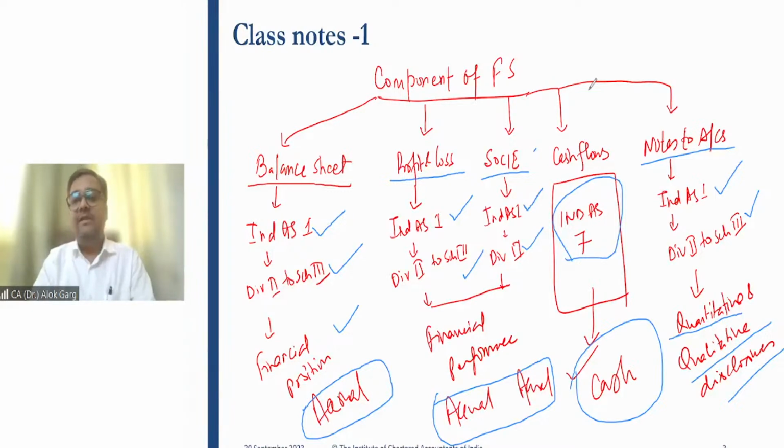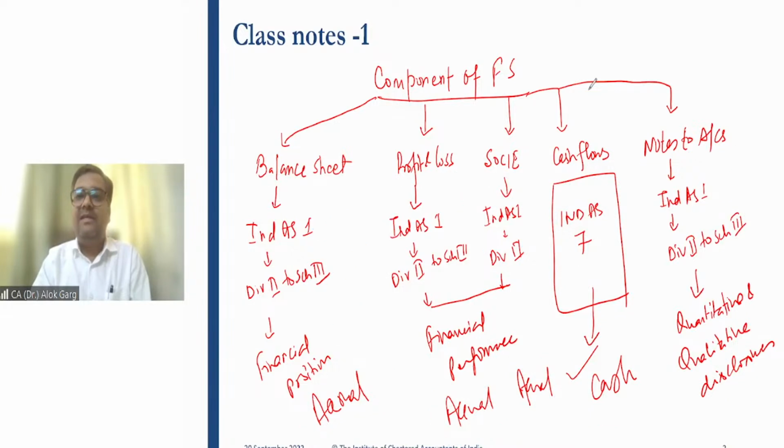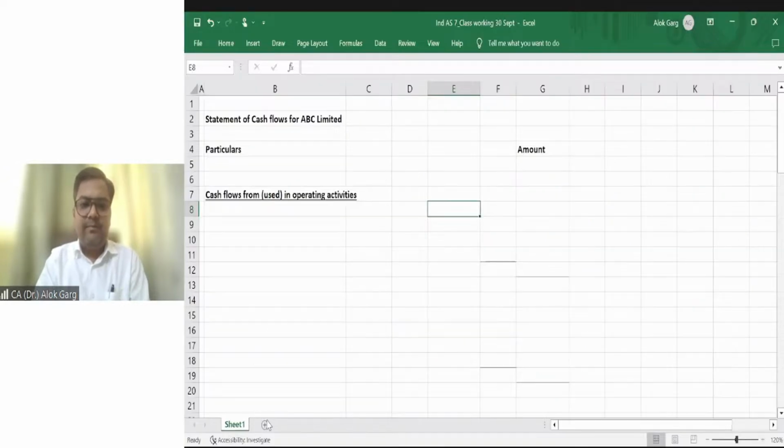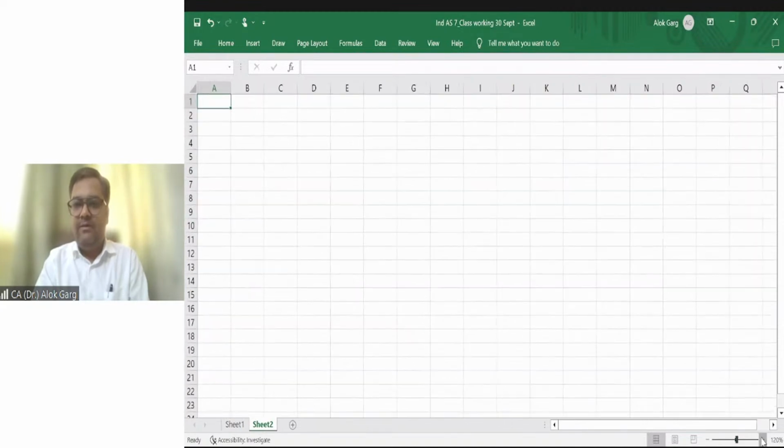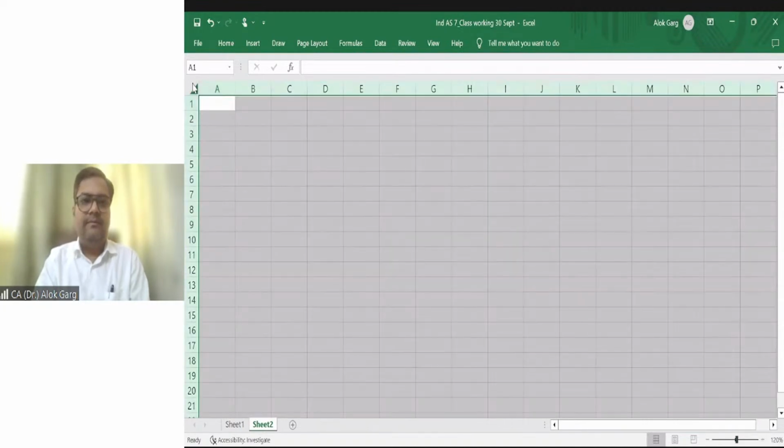Let's move on, friends. Now, what is the benefit of this cash flow statement? How does this cash flow statement give you a good picture about your entity, about the financial results of the entity? So let me share my Excel file, and please confirm if my Excel file is visible, guys.